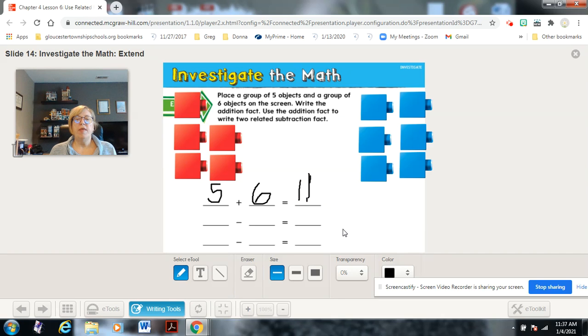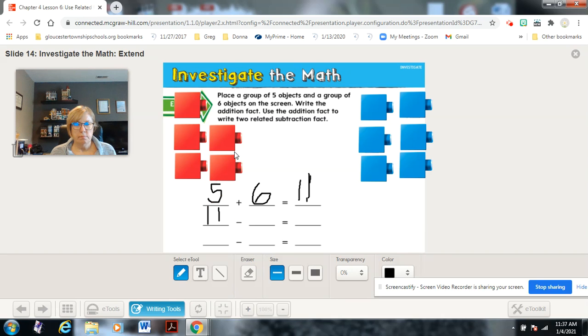There we go. They want us to use this addition number sentence to help write 2 related subtraction facts. Okay, so we know that subtraction sentences or facts always begin with what? That's right, the largest number. So our largest number here is 11. So I'm going to put that 11. All right, now we're going to pick one of the other groups to subtract from that.